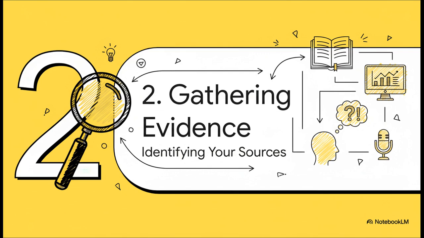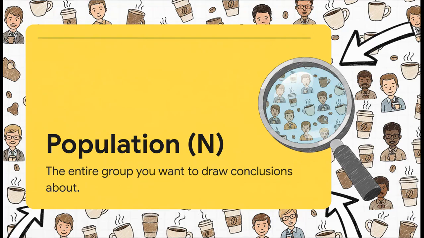Now what? Well, the very first step in our investigation is to figure out who or what has the answers we're looking for. We've got to identify our sources of information. Let's imagine we want to know the favorite kind of coffee for every single office worker in the entire country. That whole group, that's our population, which we call N.